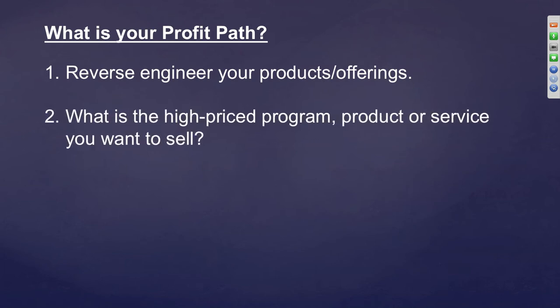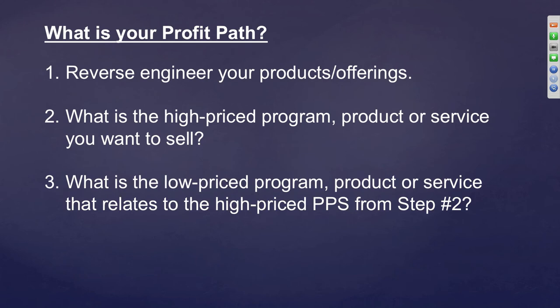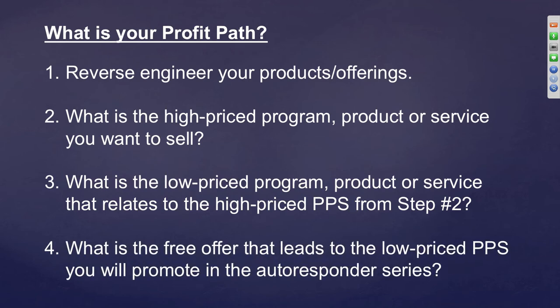So what is the high-priced program, product, or service that you want to sell? Then you start thinking about what is the low priced program, product, or service that is in complete alignment to that high priced program, product, or service from step 2. And then, last, you think of the free offer that leads to that low price program, product, or service that you are going to promote in the autoresponder series.